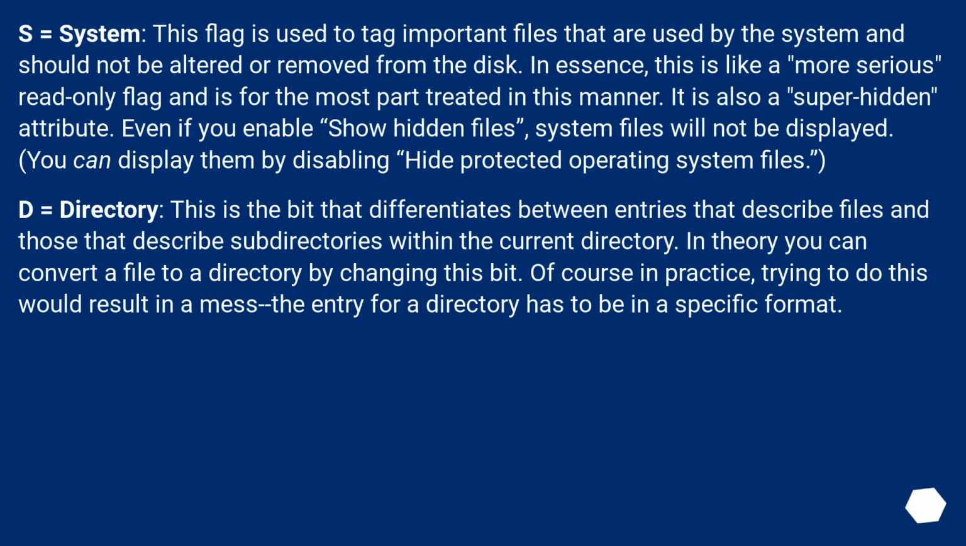D equals directory. This is the bit that differentiates between entries that describe files and those that describe subdirectories within the current directory. In theory, you can convert a file to a directory by changing this bit. Of course, in practice, trying to do this would result in a mess. The entry for a directory has to be in a specific format.